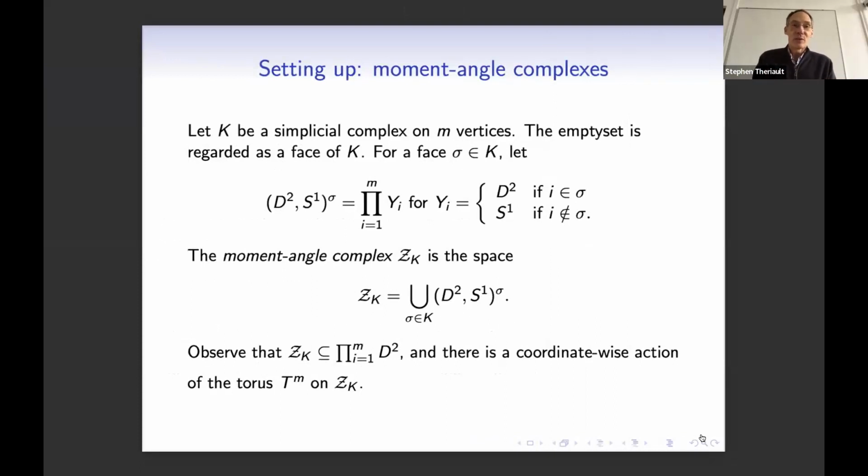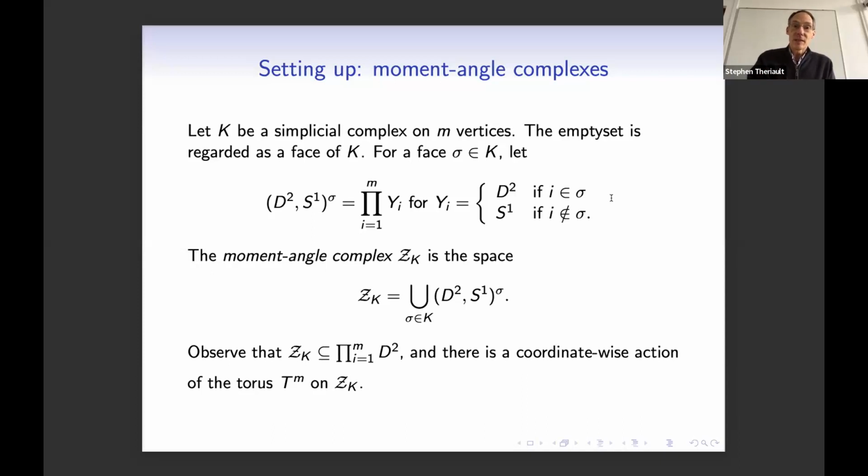Suppose you have a simplicial complex K on m vertices, and you think of the empty set as one of the faces of K. For a face sigma in K, start with a pair of a disk and a circle. And for that face, you look at a subproduct of disks. In each component, you'll include a disk if the index i is in sigma, and a circle if it's not. And the moment angle complex for that simplicial complex is you take the union over all of the faces of these (D^2, S^1)^sigma spaces.